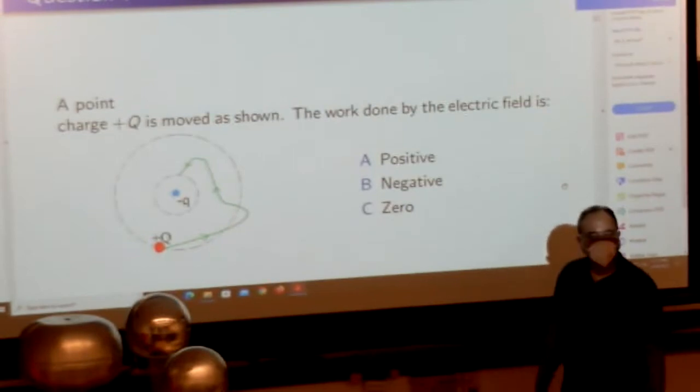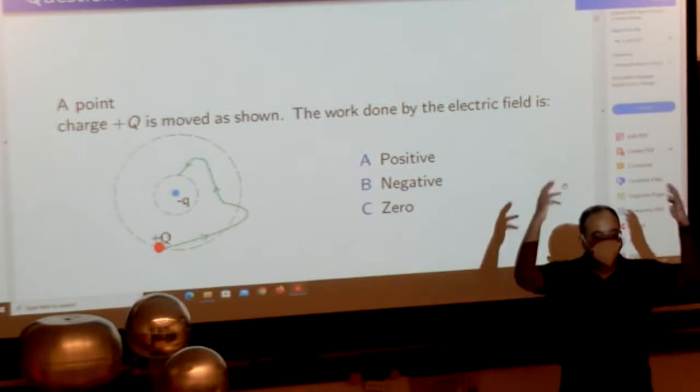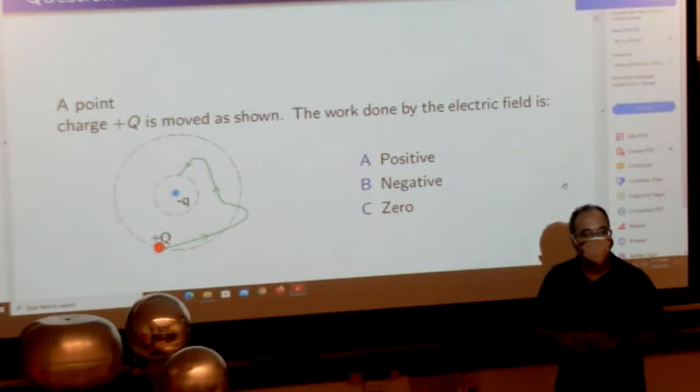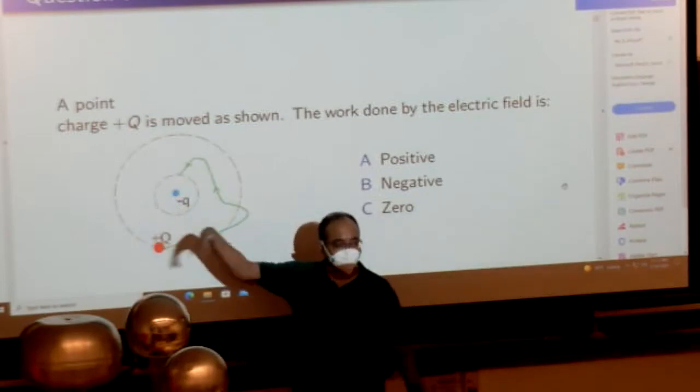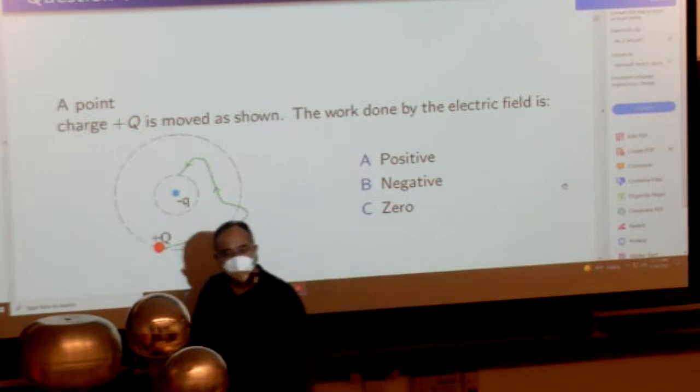Okay. Get ready, and show me your votes. Okay, mostly for A. Angelica, you want to give it a shot? I mean, it's a conservative force, so the path doesn't matter. Exactly, yes. They're already naturally attracted and they are indeed moving closer together. So the work done by the electric field would be positive. All right, good job.